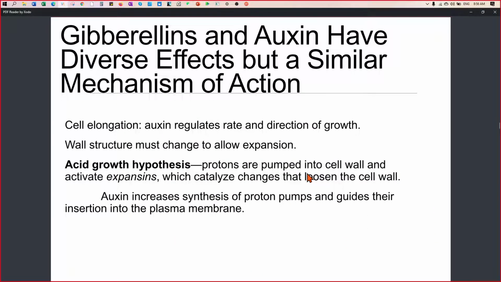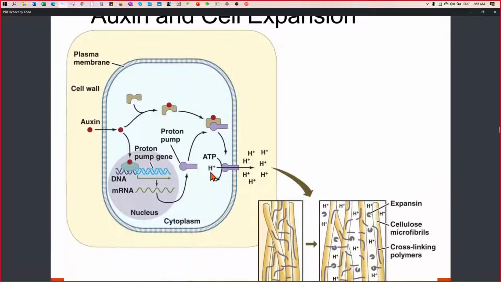All right. How does auxin cause the cell to elongate? Something to do with the acid growth hypothesis. So auxin causes the proton pump to pump hydrogen into the cell wall, and it also activates expansin. This is a type of protein. It loosens the cell wall. Auxin increases the synthesis of proton pumps, and then expansin also works together to loosen the cell wall and cause the cell to elongate like this.